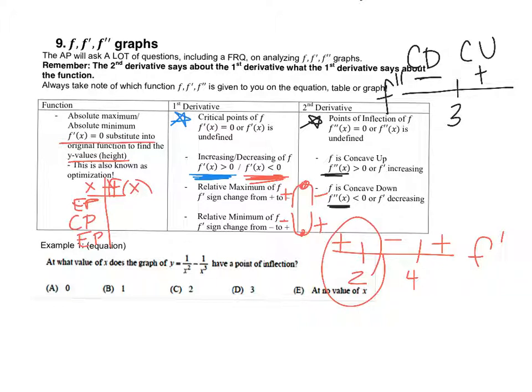So let's do some examples. For the first one, I'm going to give you an equation. At what value of x does the graph of y equals 1 over x squared minus 1 over x cubed have a point of inflection? All right, so let's get rid of this so we have some room.